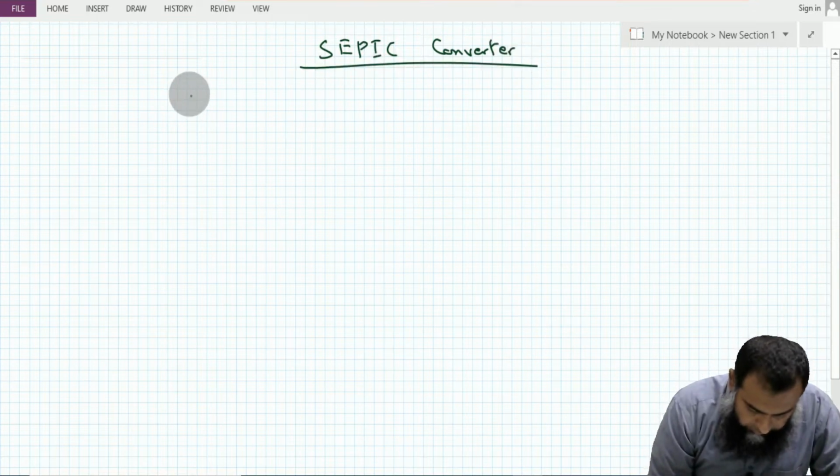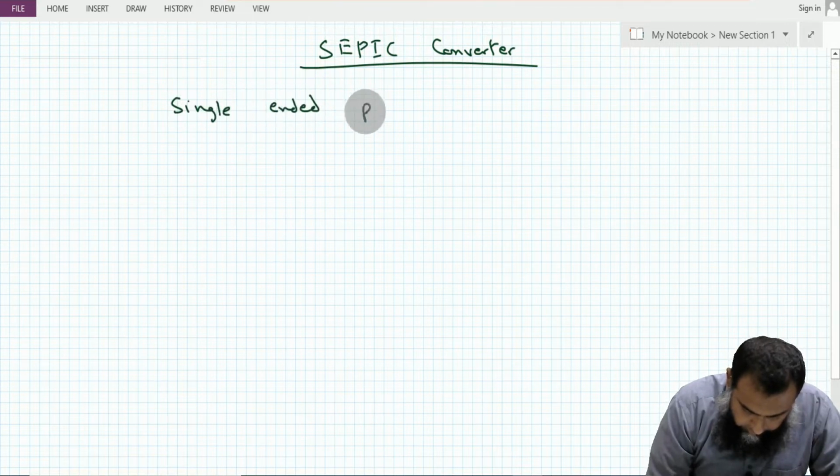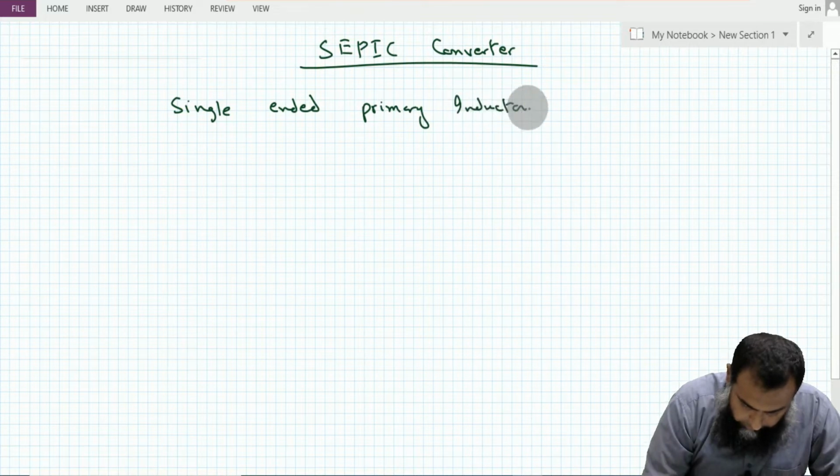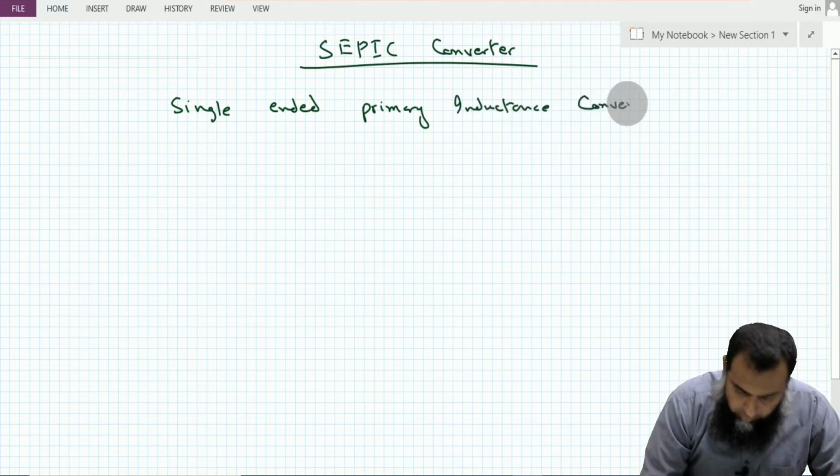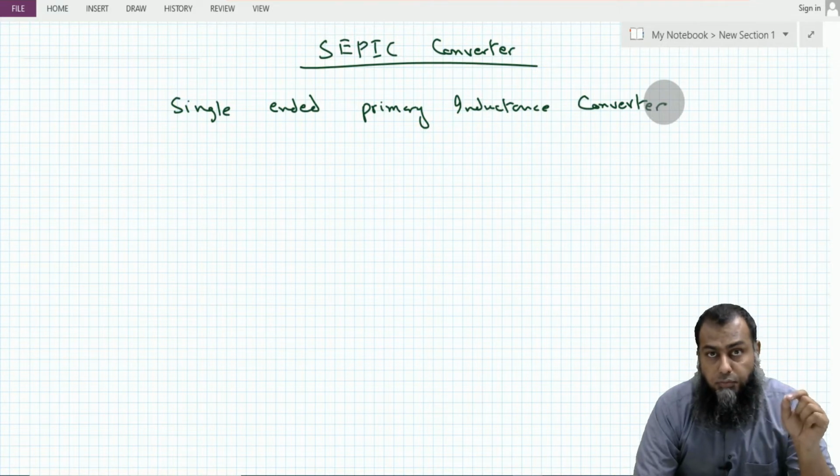SEPIC stands for single-ended primary inductance converter, and this is the simplest form of a converter which can be obtained by having a cascade connection of a buck converter and a boost converter.